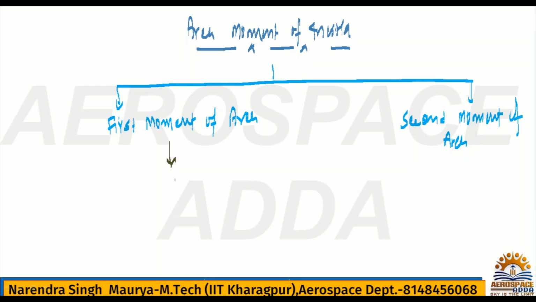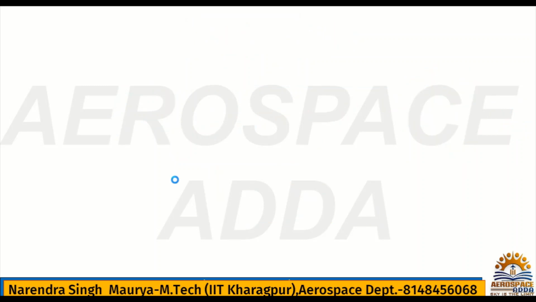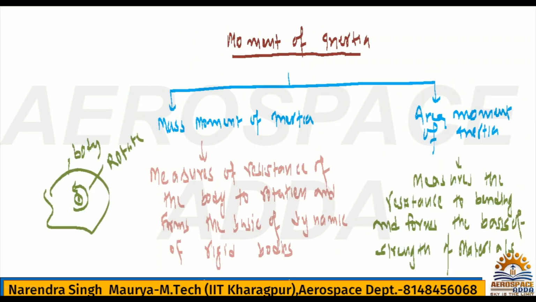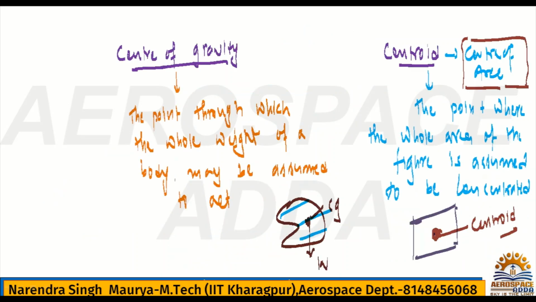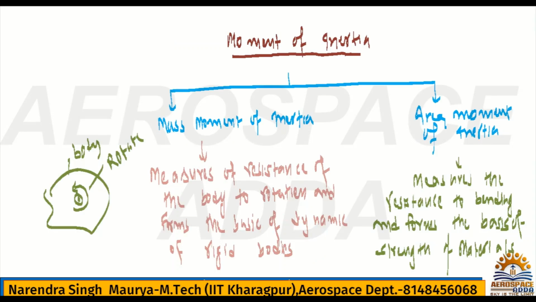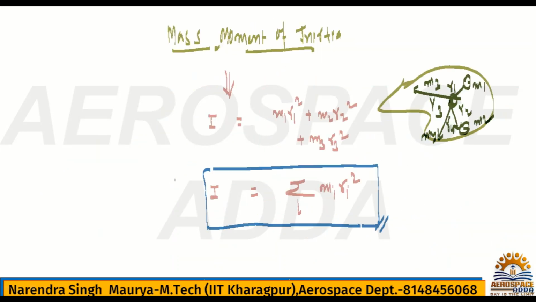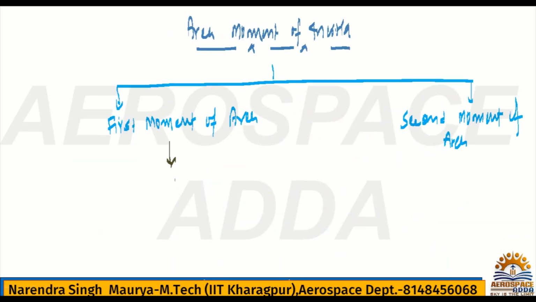So for the calculation, because centroid I have explained to you, centroid is nothing but it is defined for the area. Centroid is also called the center of area. So if you want to find the center of area, which is nothing but centroid, then you have to use first moment of area. First moment of area is basically used to find the centroid.